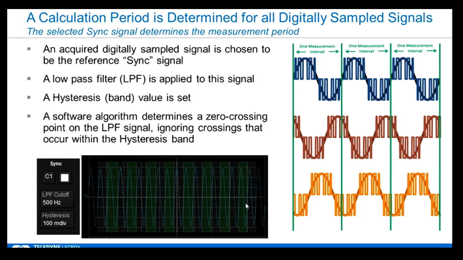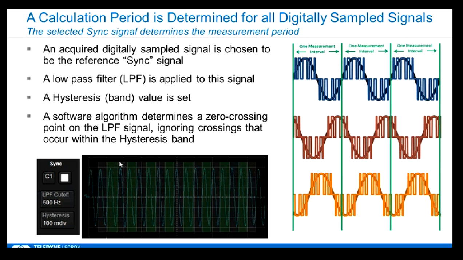This is an actual sync signal right here. This actually started off as a PWM signal, and we filtered it to 500 hertz, and then we applied a hysteresis setting, and that gave us something that looked like a sinusoid, which had very delineated zero crossings. And you can see this transparent overlay.